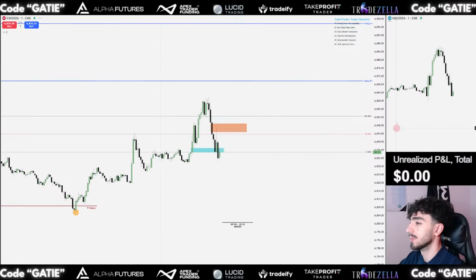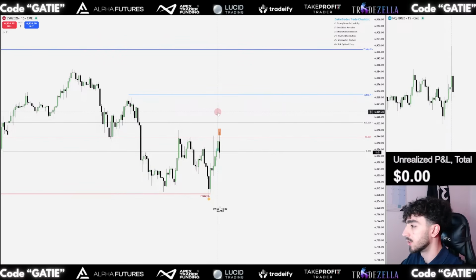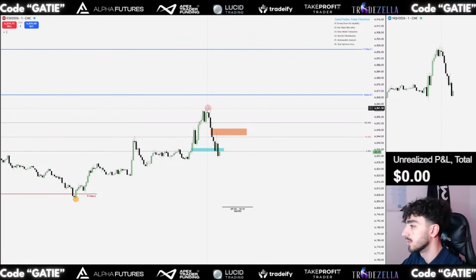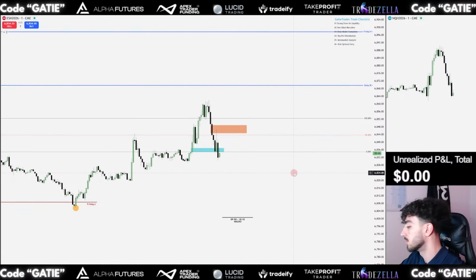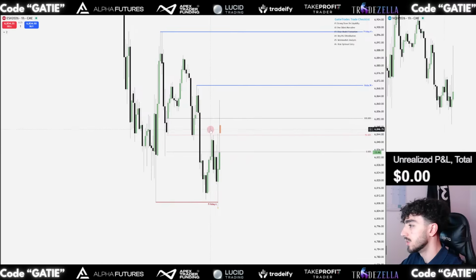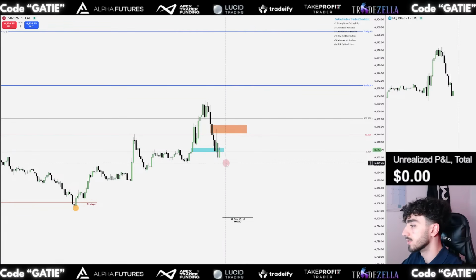It would basically be confirming that London high is, or sorry, this would be a high of day here. It's possible. It's possible. It did wick pretty aggressively. Bearish order block. It does look pretty bearish.